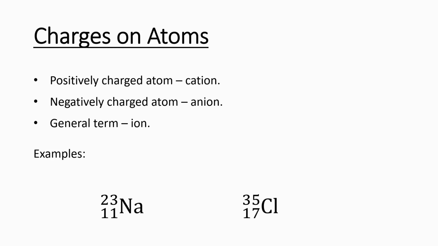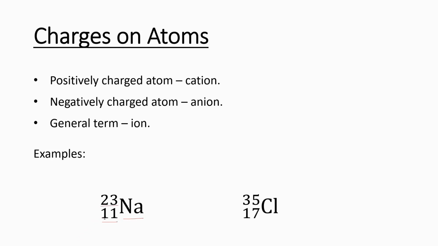Firstly, charged atoms. Charged atoms are called ions. There are positively charged atoms called cations and negatively charged atoms called anions. So we have examples of two atoms underneath. First one is sodium. It has a mass number of 23, an atomic number of 11.